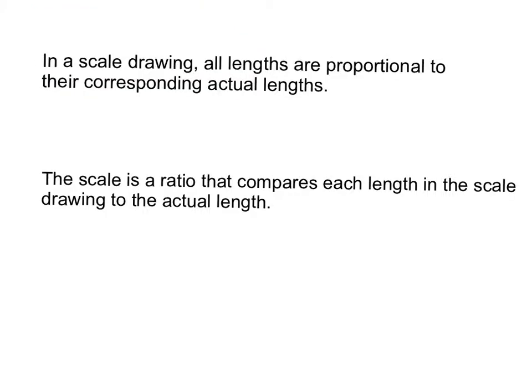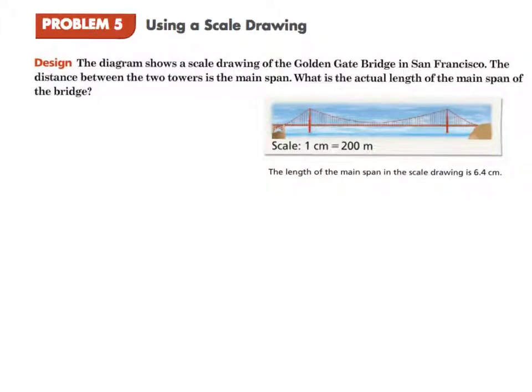The last thing we're going to talk about is a scale drawing, and it says in a scale drawing, all lengths are proportional to their corresponding actual lengths. The scale is a ratio that compares each length in the scale drawing to the actual length. Problem 5 is using a scale drawing. It says the diagram shows a scale drawing of the Golden Gate Bridge in San Francisco. The distance between the two towers is the main span. What is the actual length of the main span of the bridge?